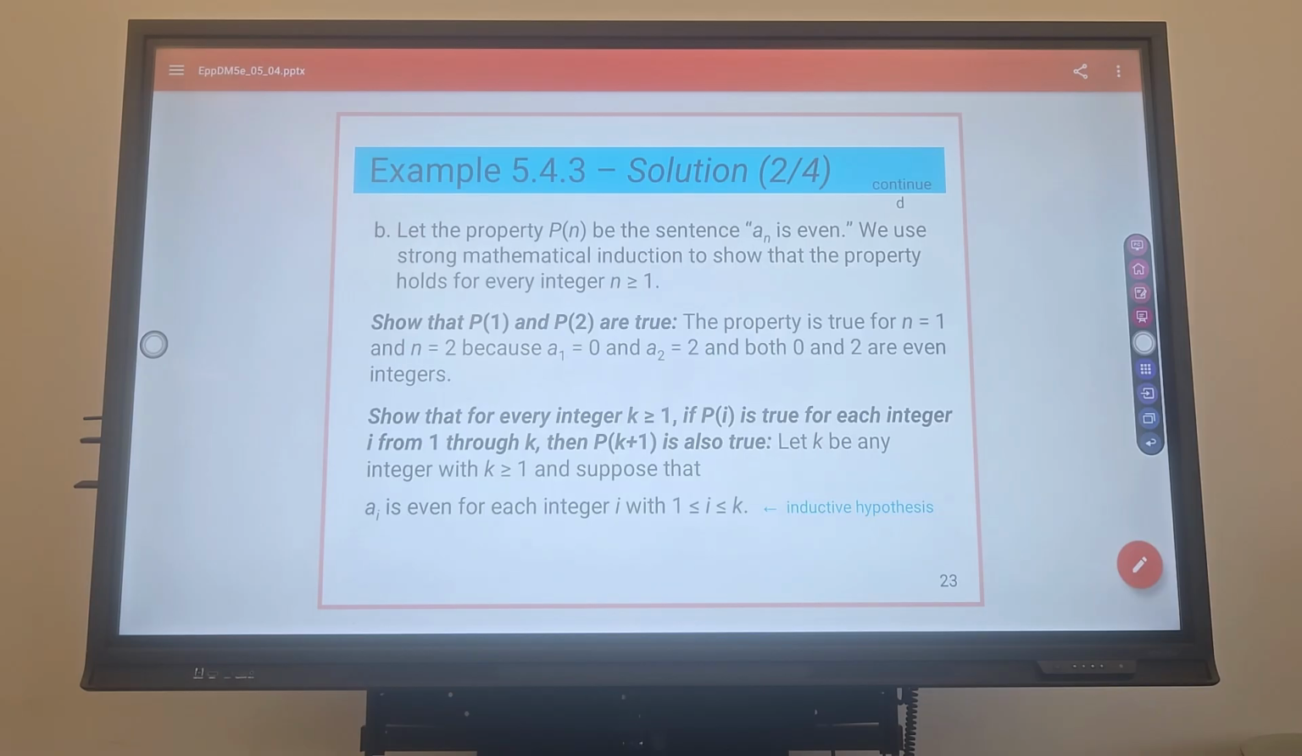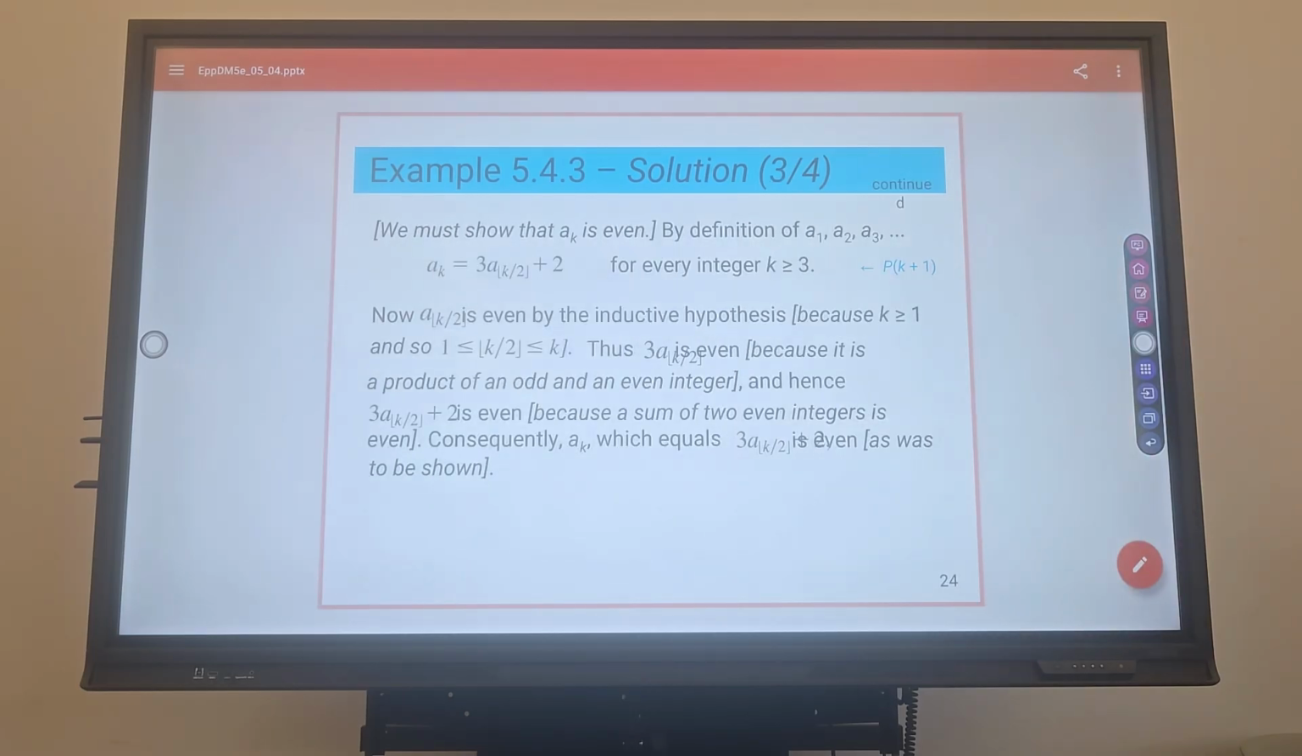Let k be any integer with k greater than or equal to 1, and suppose that a sub i is even for each integer i with i greater than or equal to 1 and less than or equal to k. That's your inductive hypothesis. We must show that a sub k is even.